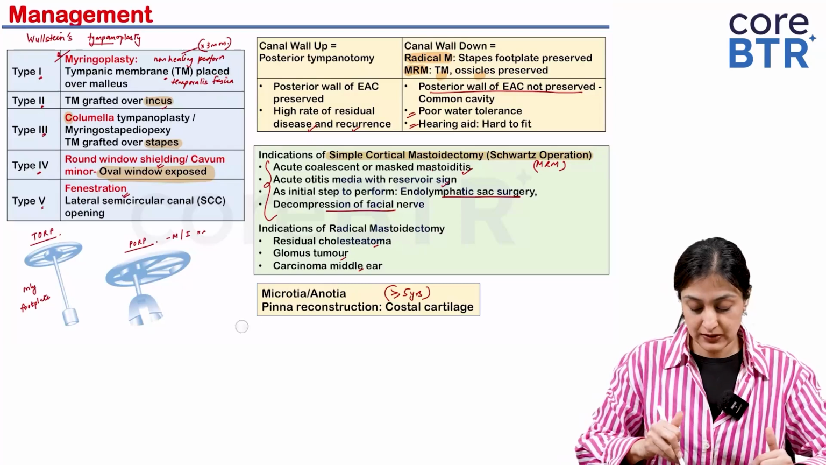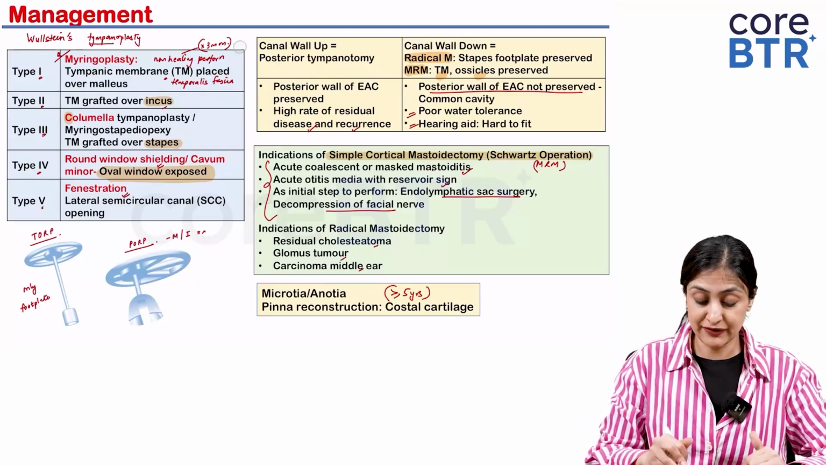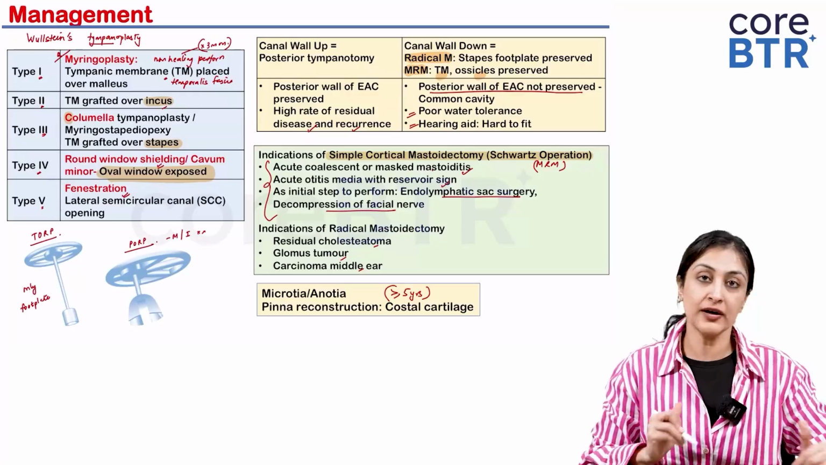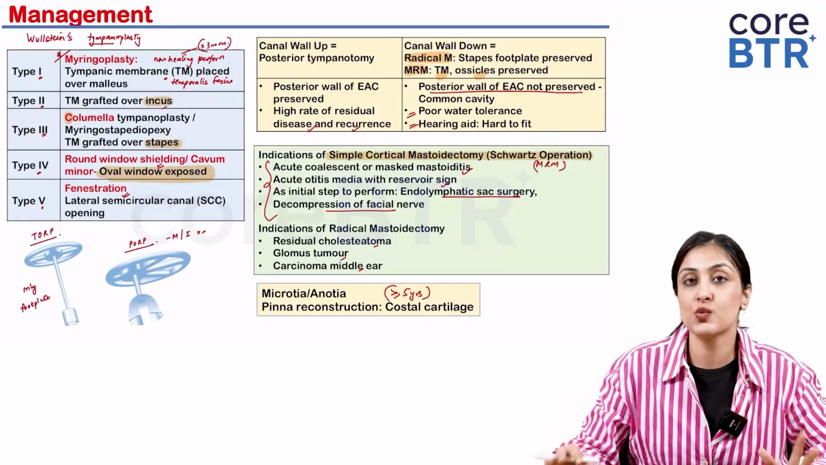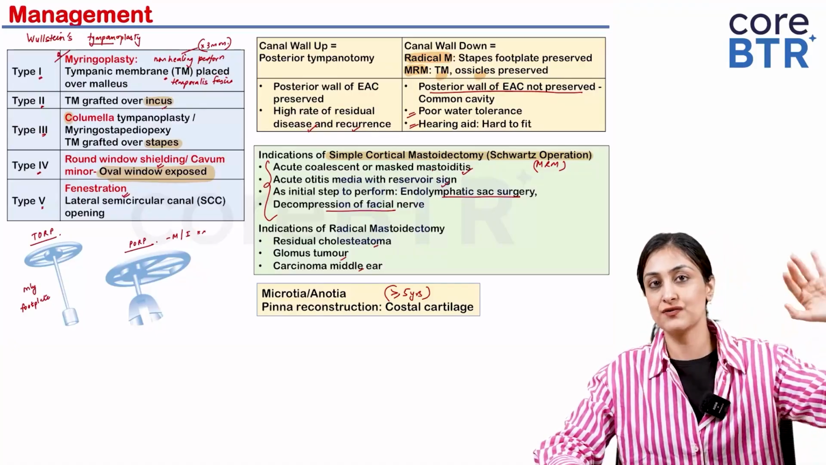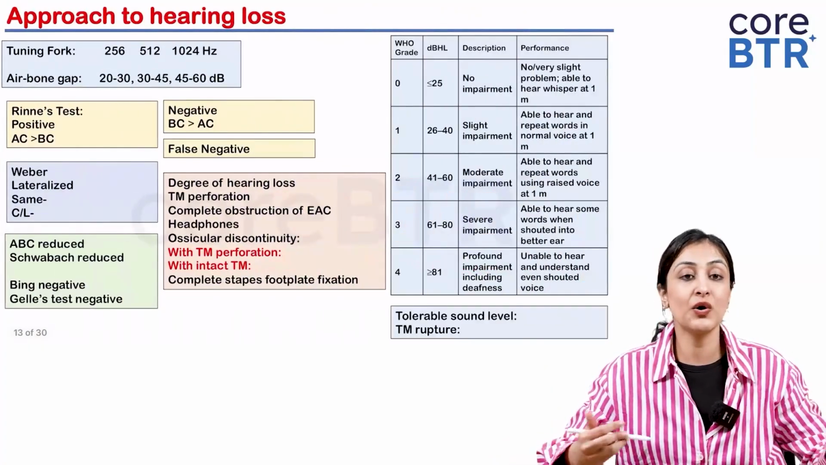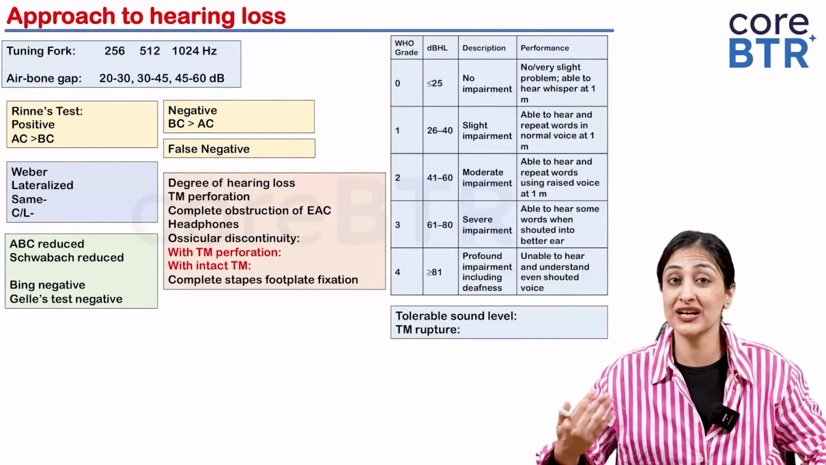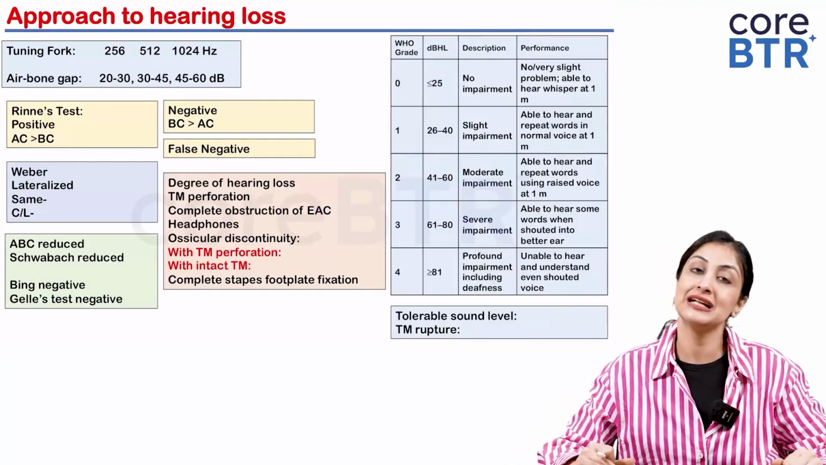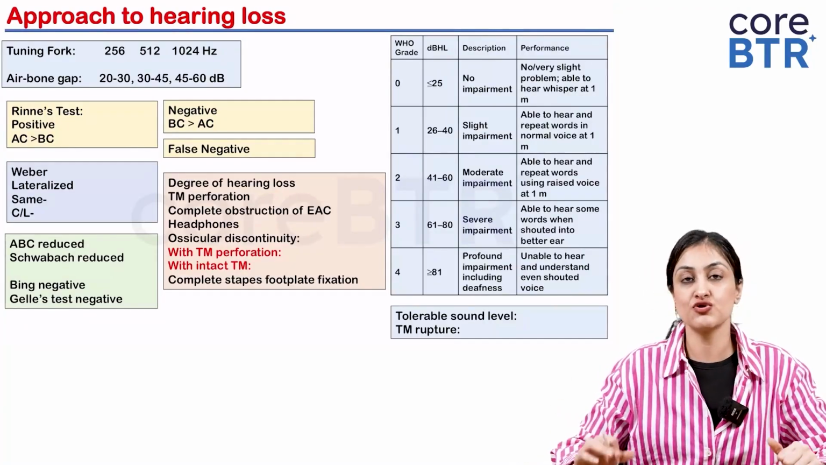So we have fixed the external ear, we have fixed the middle ear, we have fixed the mastoid, right? So this is what we have to learn so far as external and middle ear are concerned. Now what we are going to go about is an approach to hearing loss. So what are the different tests of hearing loss? Let's do an exhaustive approach here.